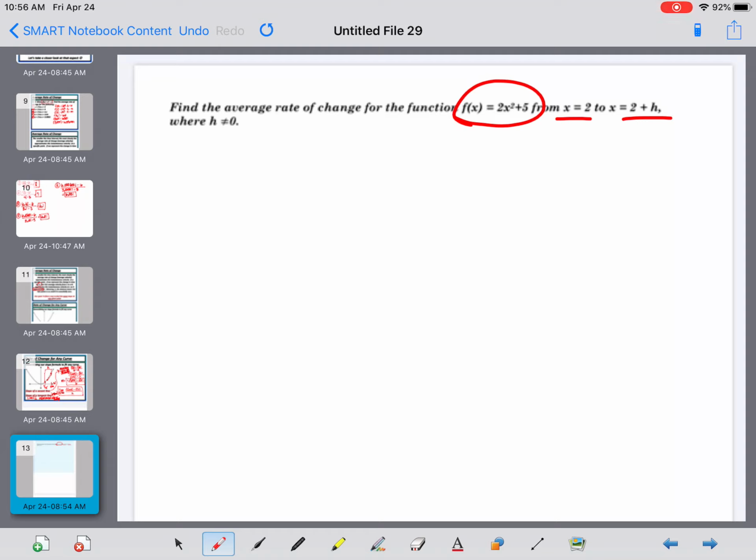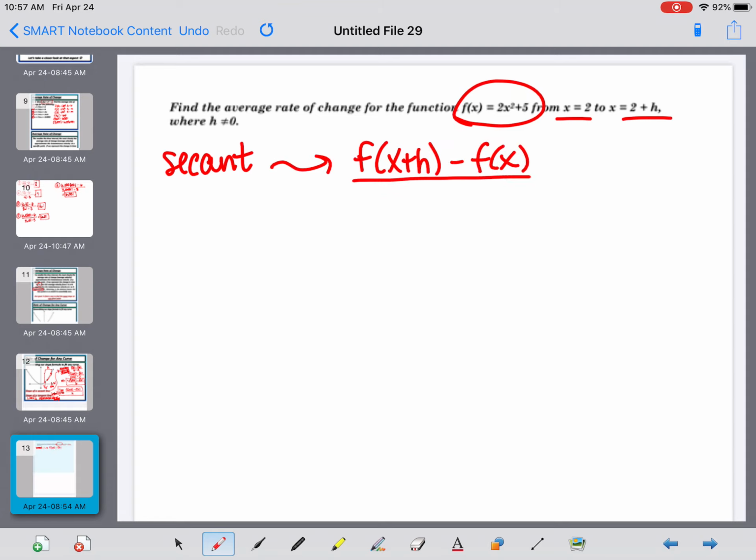So they're giving you the function, and now they're giving us 2 points. So we know the first point is x equals 2, but then the second point, we don't necessarily know where it's going to be. We just know that it is some distance away, h. Okay, so we know that we're finding the slope. This is secant. So f of x plus h minus f of x. Okay, and we know that it's really x plus h minus x. Okay, and in the denominator there, we're really just going to have h.